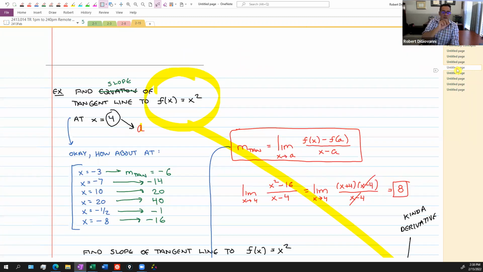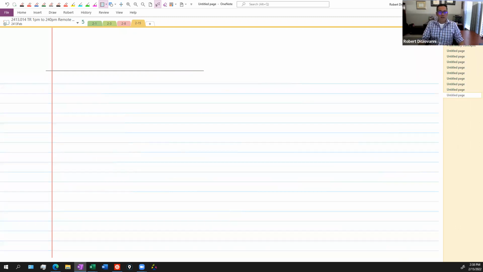I've had to say, go find the slope of the tangent line, find the slope of the tangent line, find the slope of the tangent line. So we need some better notation. If I want you to find the slope of the tangent line, here's what I'm going to write instead: f prime, with the little apostrophe sign, and then in parentheses, a.